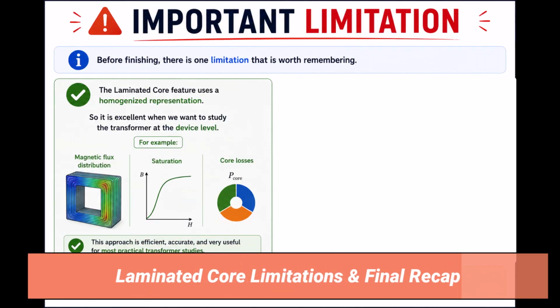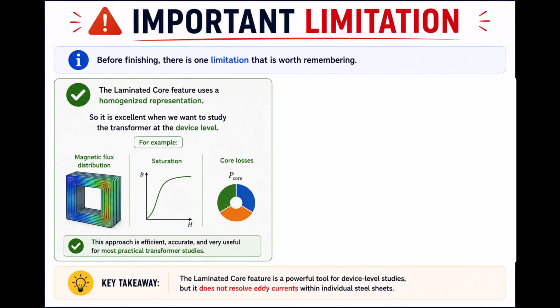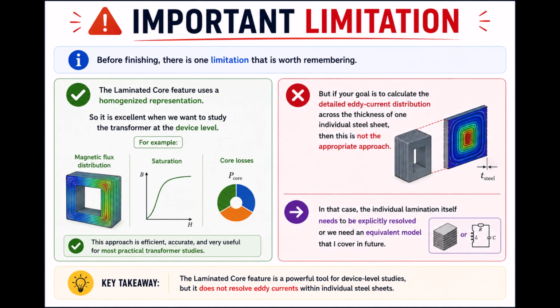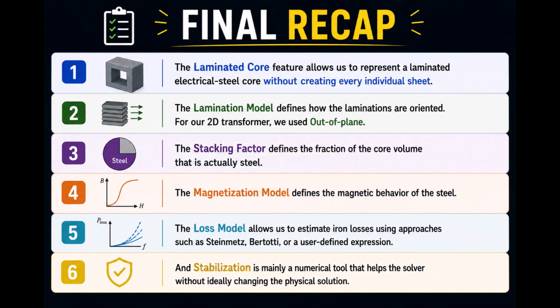Before finishing, there is one limitation that is worth remembering. The laminated core feature uses a homogenized representation, so it is excellent when we want to study the transformer at the device level. For example, calculating magnetic flux distribution, saturation, and core losses. But if your goal is to calculate the detailed eddy-current distribution across the thickness of one individual steel sheet, then this is not the appropriate approach. In that case, the individual lamination itself needs to be explicitly resolved, or we need an equivalent model that I will cover in future. So let's quickly recap.